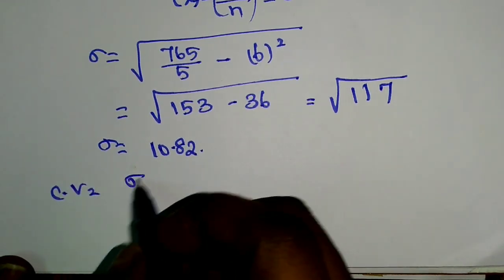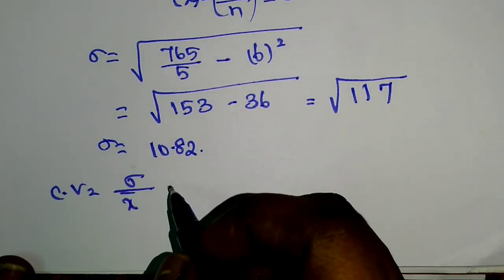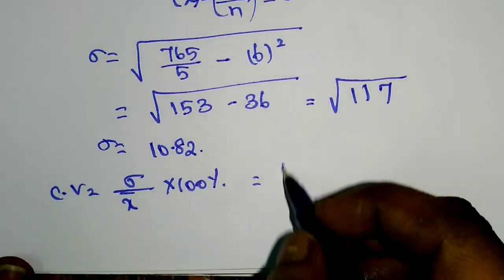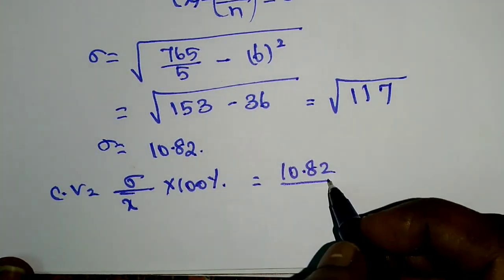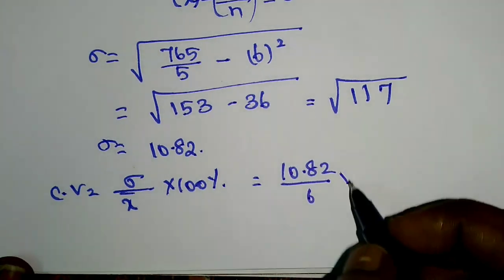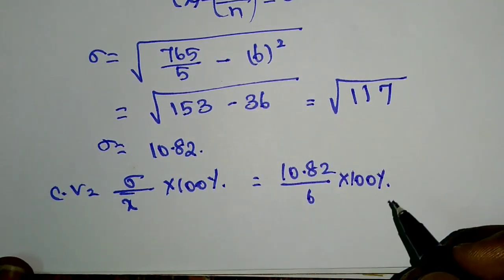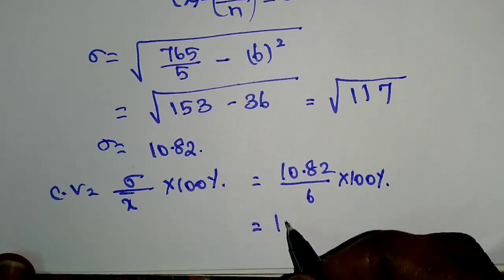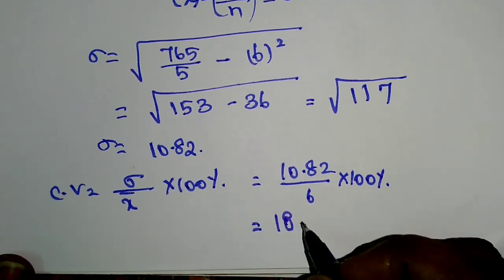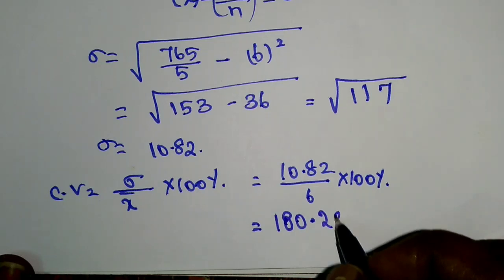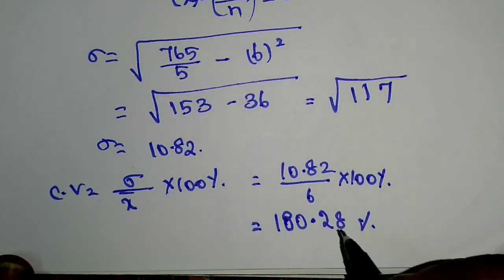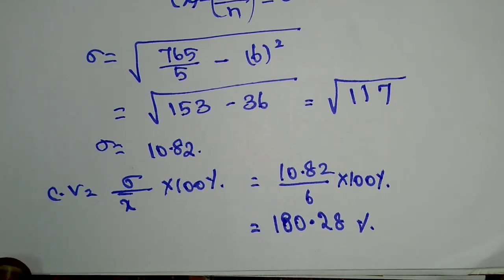CV is equal to sigma divided by x bar into 100%. So here we get 10.82 divided by 6 into 100%. Here we get 180.28%.